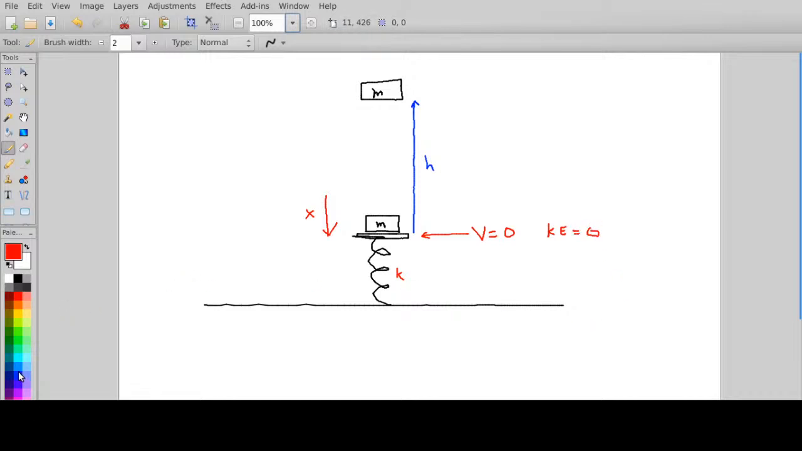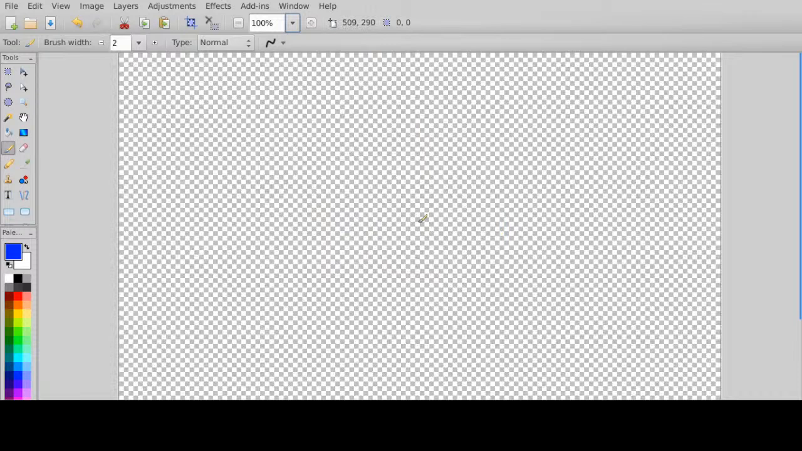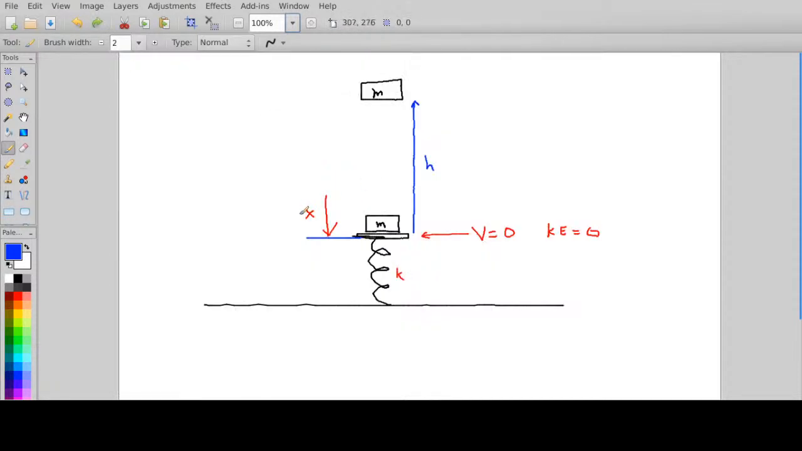Now I didn't tell you where the height, where the ground level is. Let's not put ground level down here. Let's put h equals 0 at the bottom. Whoa! What did I just do? Undo. There we go. Oh, I know what I did. I switched the layers. Okay. Let's put h equals 0 right there, at the bottom of the mass, like that.